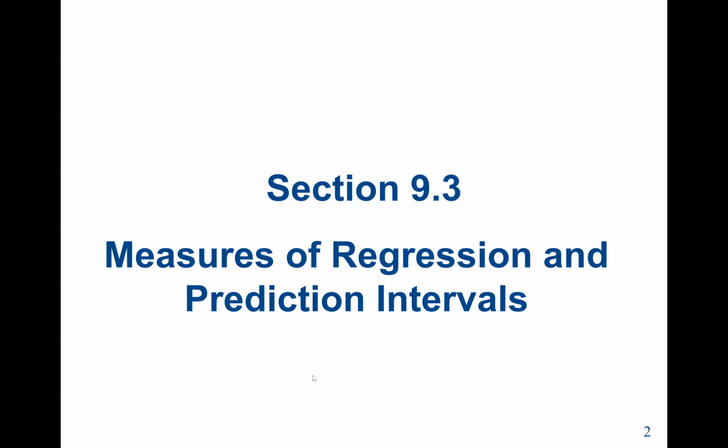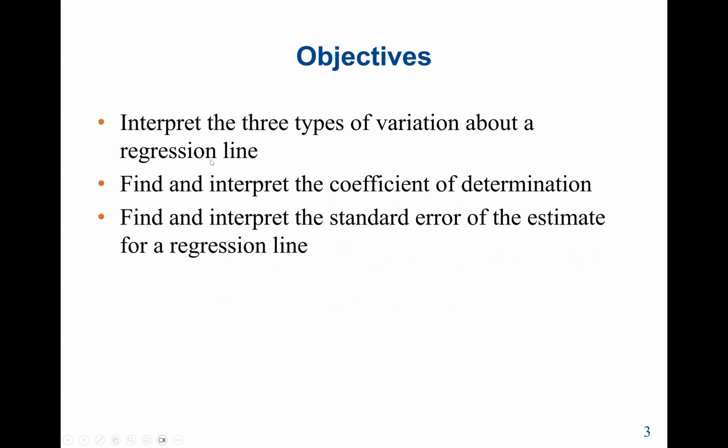This lecture covers the measures of regression and prediction interval. In section 9.1, we learn how to find the correlation coefficient. In section 9.2, we learn how to find the regression line or the regression equation. In these sections, we're going to learn how to interpret the three types of variation about the regression line.